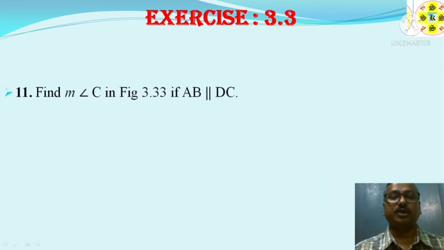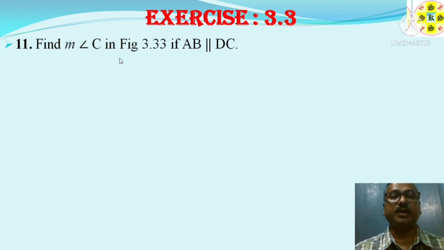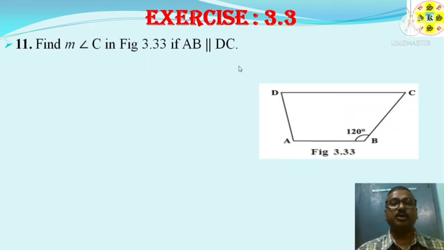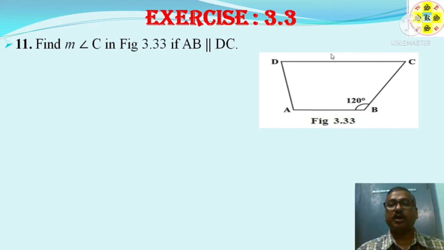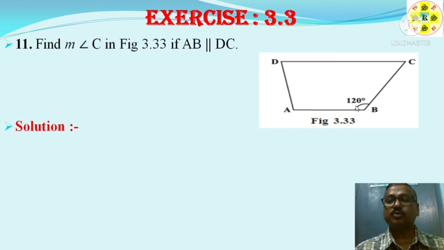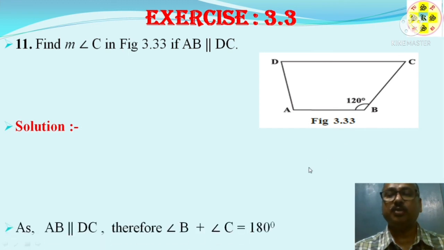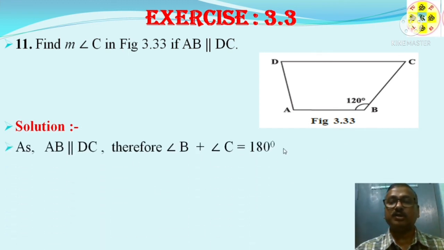Now let us move to the next question. Question number 11. Find angle C if AB is parallel to DC. So here AB is parallel to DC, given, and we have to find angle C. Same thing, angle B plus angle C is 180 degrees. The names are given, no problem, you can write the short name, angle B plus C.